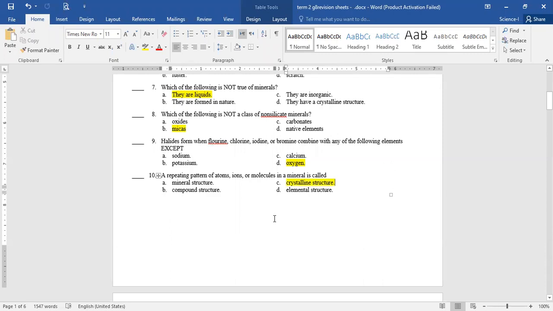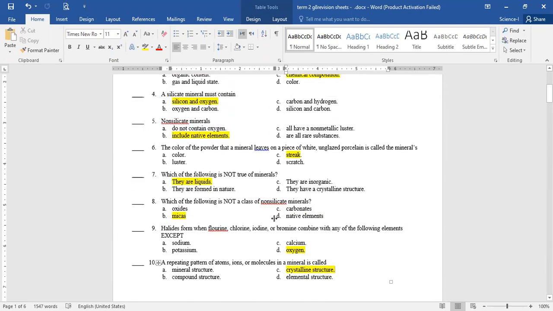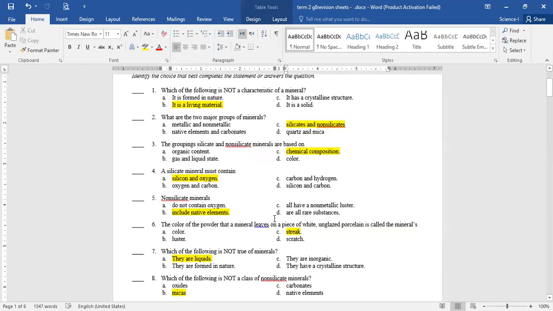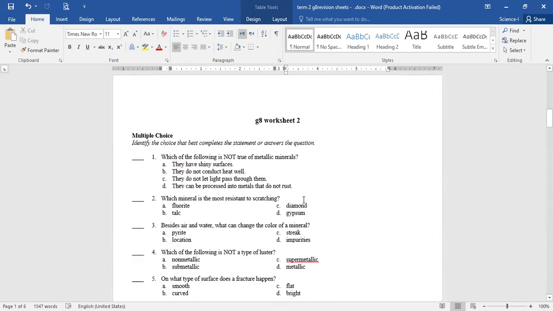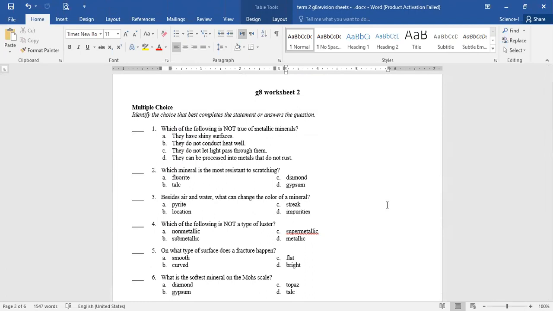Okay, so crystalline structure. Like this, we just revised the first lesson about the minerals and their characteristics. Then we'll pass to the next lesson. Which of the following is not true of metallic minerals? What of this is not true about metallic minerals?